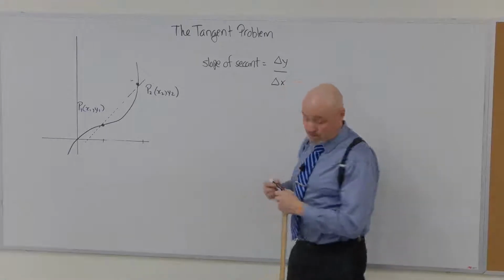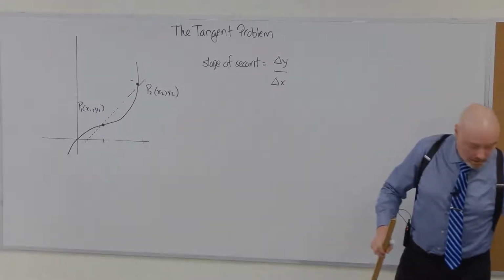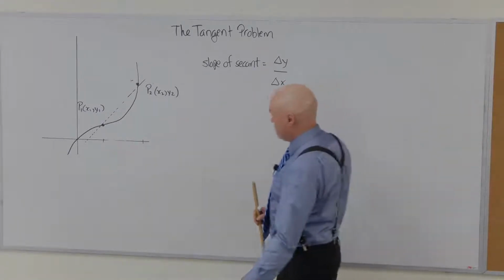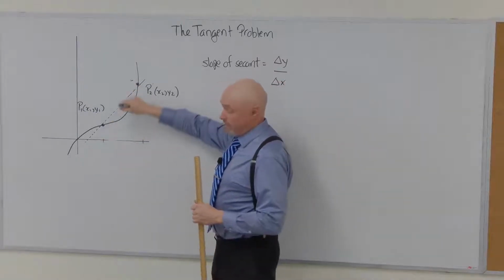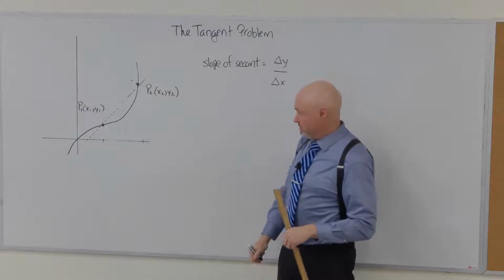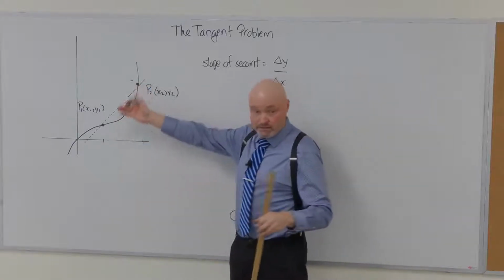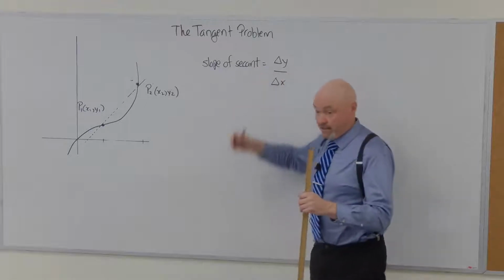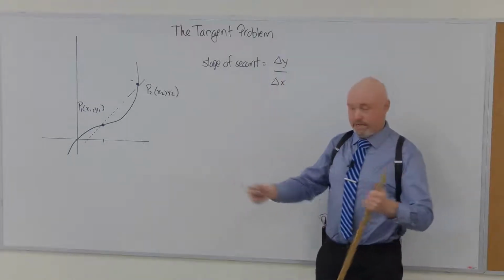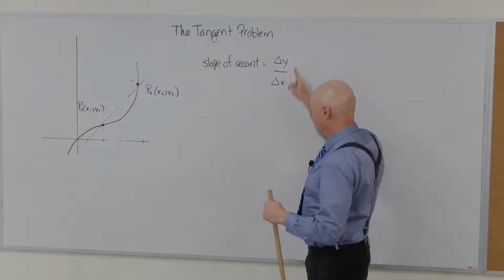Okay, so here we go. I have drawn a curve right here. And as you can see, this is a secant because it cuts the curve in two places. And we can find the slope of that secant fairly easily. It's just delta y over delta x, right? Which we learned back in grade 9. That was the easy way to do it.